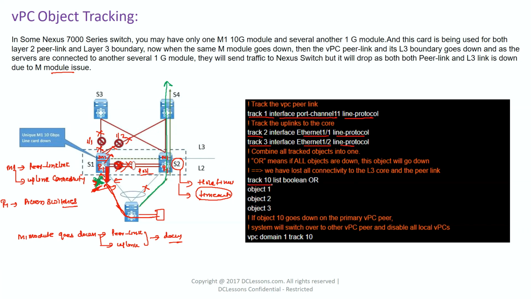Now I will track 10 list boolean or any of these cases. If object 10 goes down on a primary VPC peer switch, the system will switch over to the other VPC peer and disable all its local ports. So vpc domain 1, track 10. This command we will write under the VPC domain. Once we do that, if the M1 module goes down, S1 will shut down its F1 port access VPC member port, due to which all my traffic will switch to S2 and from S2 it will go up. Okay.